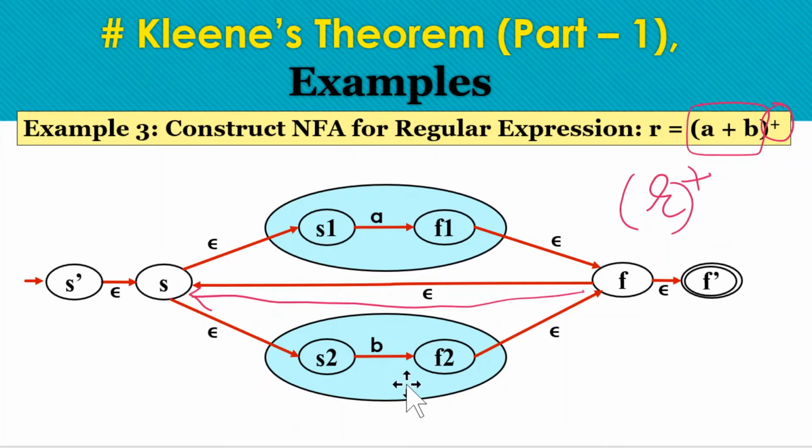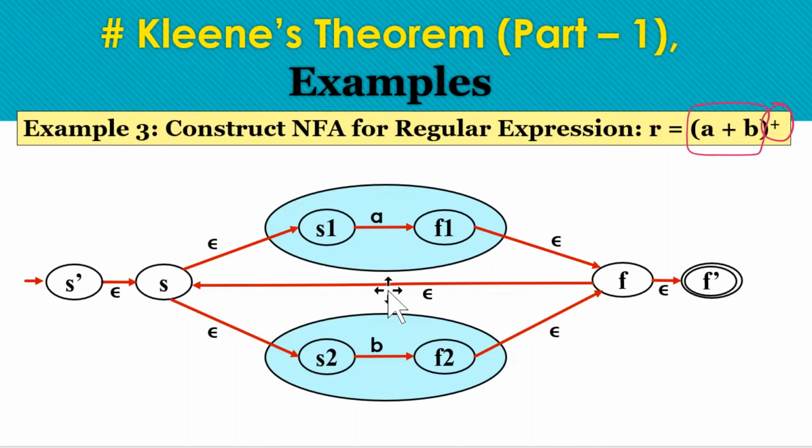Here the regular expression R is required to appear once. So we are moving from the start state to the final state. Once we are on this state, only then can we repeat this expression. So that's why we are moving from the final state to the initial state with an empty move, which is required to repeat this expression, right?